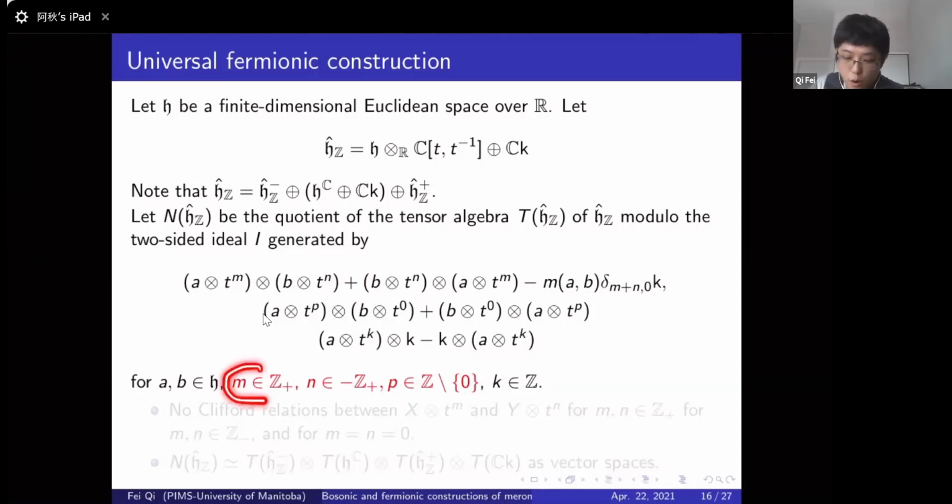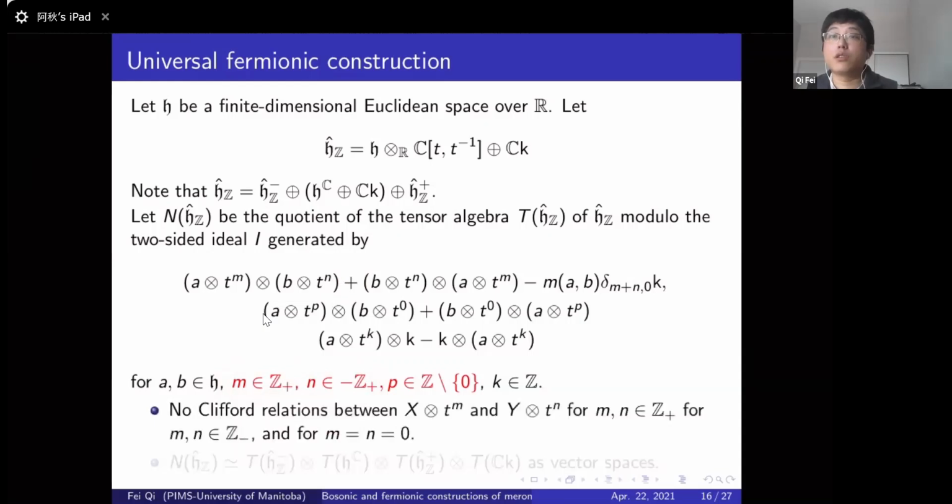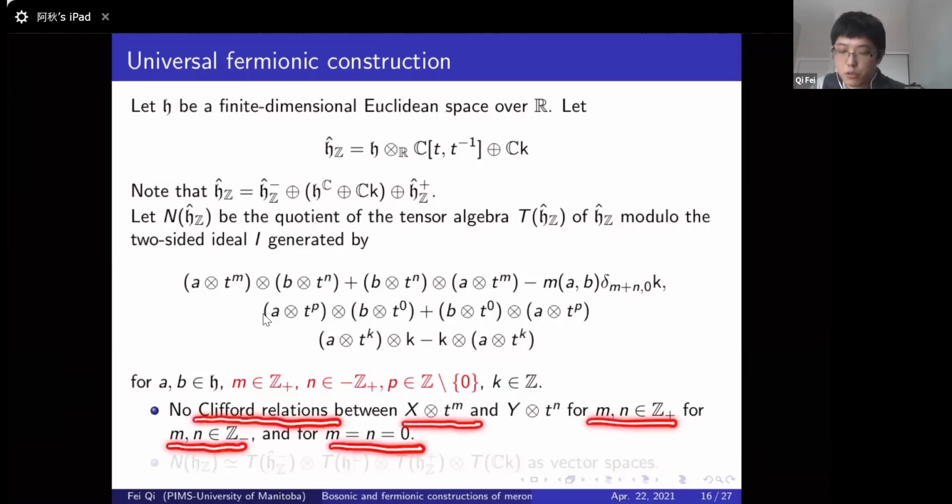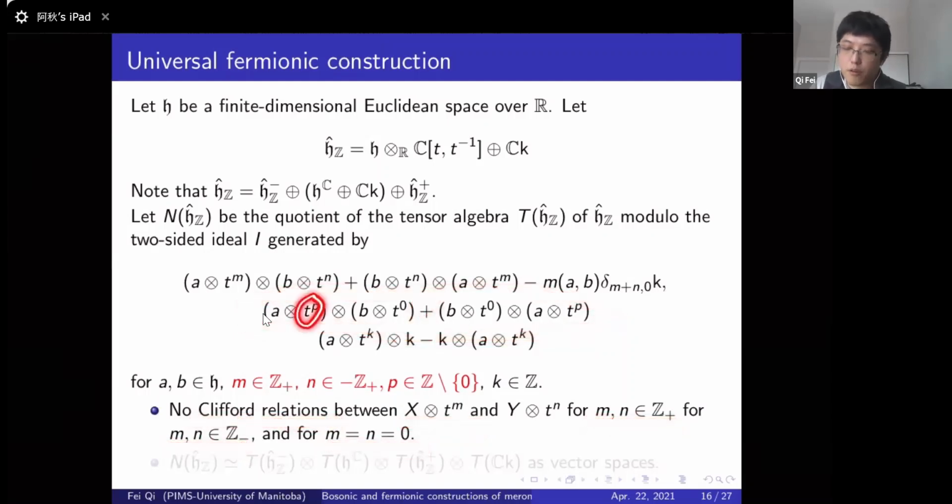And then moreover, only positive modes and negative modes will have relations. So it's basically the same comment. There are no Clifford relations between positive modes, between negative modes, and between zero modes. So over here, this is basically the anti-commutator of any non-zero modes with the zero modes. So this part still has relations, but there are no relations between positive modes, between negative modes, and zero modes.